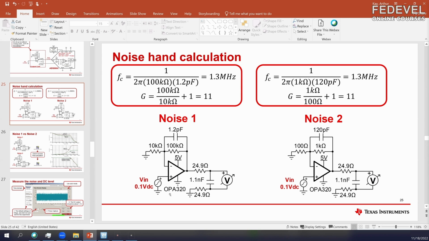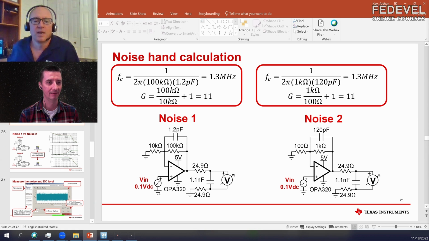Okay. Notice that they both have the same amplifier, same input signal, the same gain. If you take 100 divided by 10 and add 1 to it, it's the same as this. The resistor values are different. So this one over here, noise 2, is going to have less noise than noise 1 because larger resistors generate more noise. The bandwidth limit is actually the same for both. Notice the capacitor is smaller here than here.